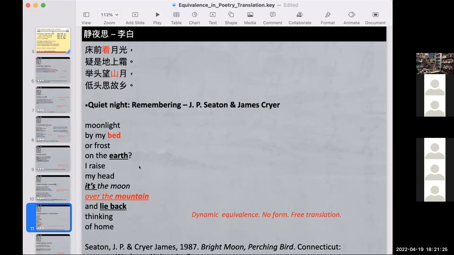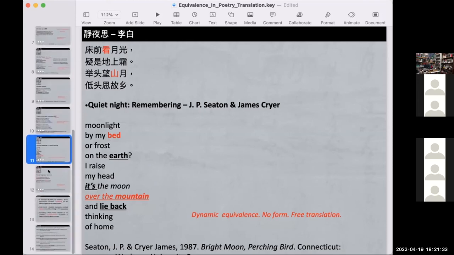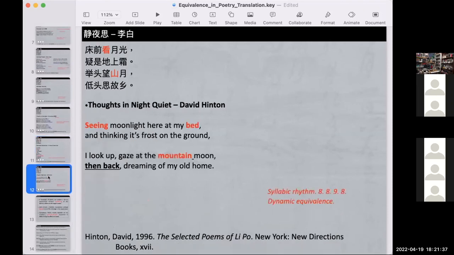There is no need even to count the syllables. We may count the syllables and say this is syllabic, but it's free. It's free form, free verse.